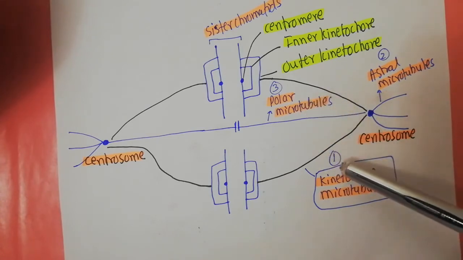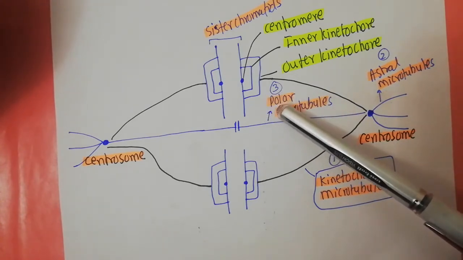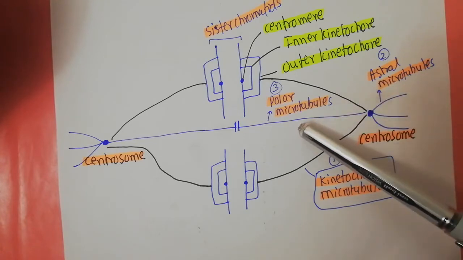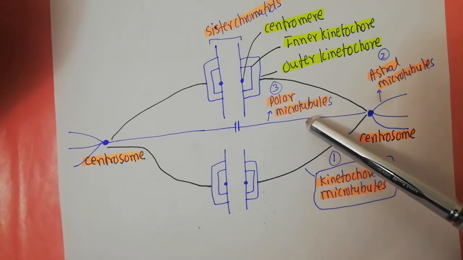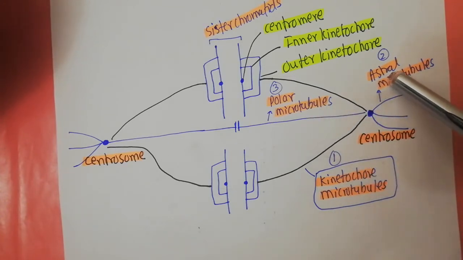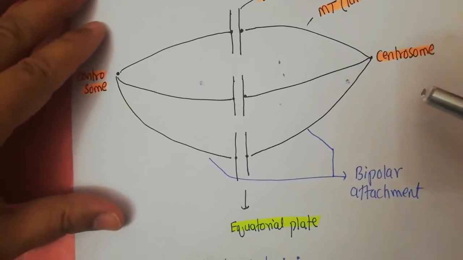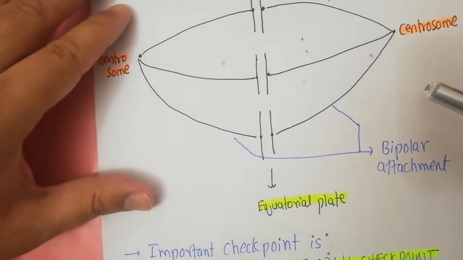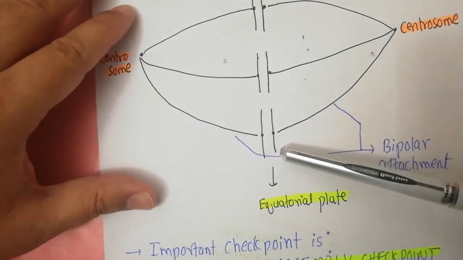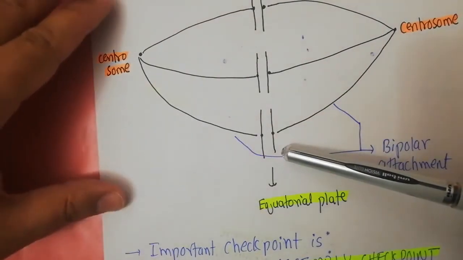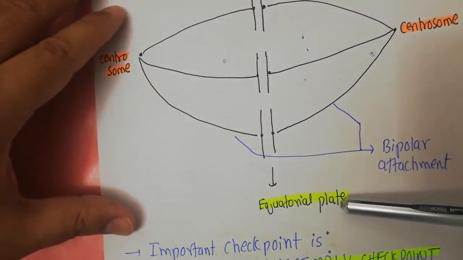The kinetochore microtubules were directly interacting with the sister chromatids, while the astral and the polar microtubules were not interacting with the sister chromatids. The polar microtubules were interacting with each other, and the astral microtubules were interacting with the cell membrane. Once you have attached the microtubules to all of the pairs of the sister chromatids, this is what you see: all of the pairs of the sister chromatids align in the middle of the cell, which we call the equatorial plate.